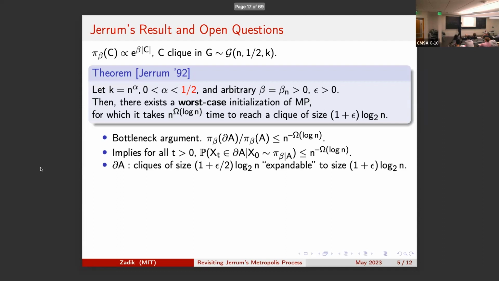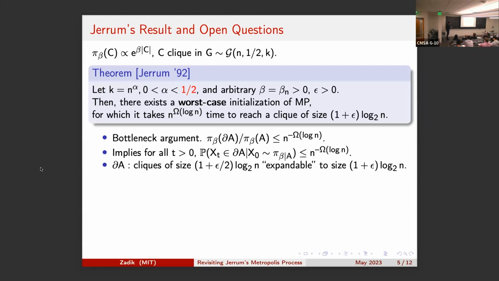Okay, and maybe I need to explain this. This is a classic technique, but let me say also that Jerrum used it in a very interesting and elegant way. What he did is he took this technique and found a very interesting bottleneck. How did he produce this result? It's easier to understand if there is no planted clique, because this is still interesting, right? The 1 plus epsilon log n clique.